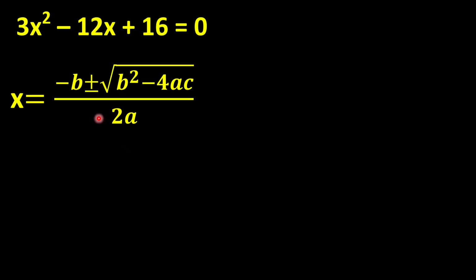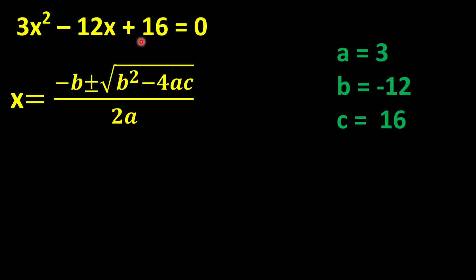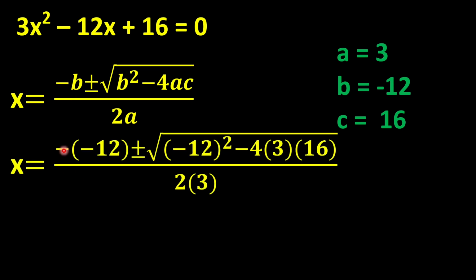So according to the quadratic formula, x equal to minus b plus minus square root of b square minus 4ac, divided by 2a. And here we have a equal to 3, b equal to minus 12, and c equal to 16. Now we will put these values in this quadratic formula. So this will become minus into b equal to minus 12, plus minus square root of b squared, that is minus 12 squared, minus 4ac, and divided by 2a, where a equal to 3.